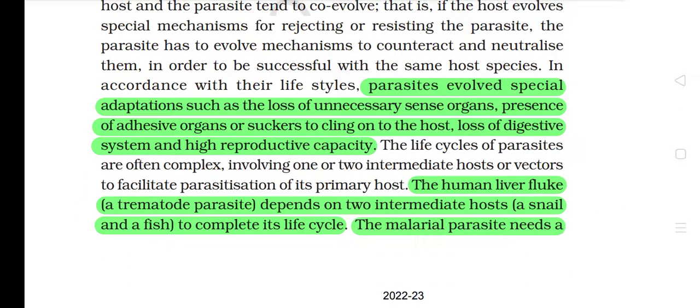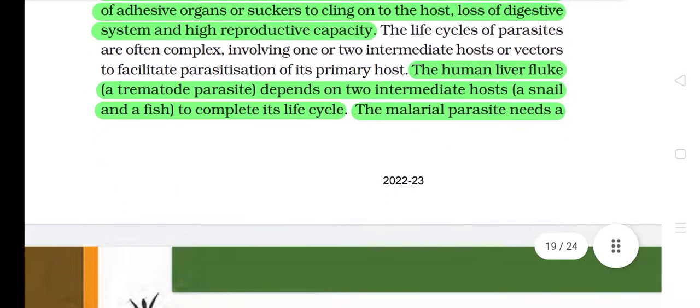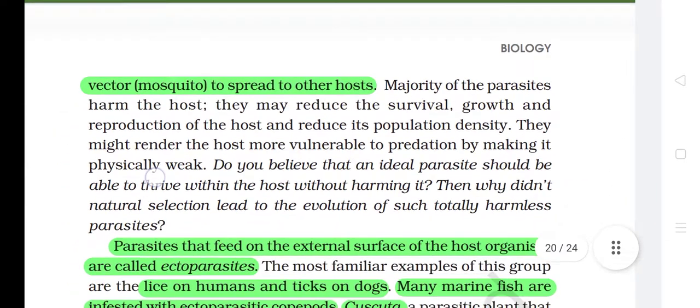In accordance with their lifestyles, parasites evolved special adaptations such as loss of unnecessary sense organs, presence of adhesive organs or suckers to cling onto the host, loss of digestive system, and high reproductive capacity. The life cycles of parasites are often complex, involving one or two intermediate hosts or vectors to facilitate parasitization of its primary host. The human liver fluke, a trematode parasite, depends on two intermediate hosts, a snail and a fish, to complete its life cycle. The malarial parasite needs a vector, mosquito, to spread to other hosts.